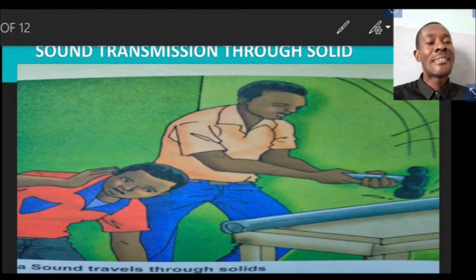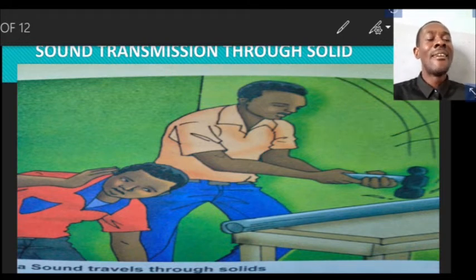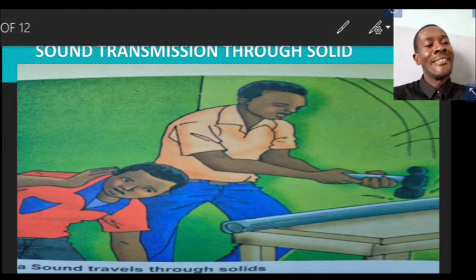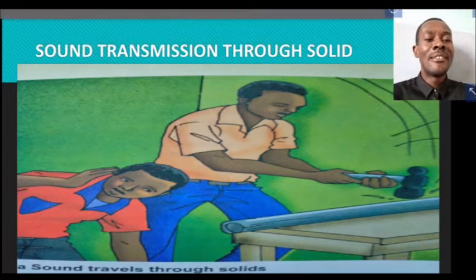And that is to tell you that sound can move through solid. And the moment he hits the rod, it's going to vibrate as well. So, taking you back to our definition, where you found out that vibratory bodies produce sound, this is another typical example to support the scientific fact that vibratory bodies produce sound. So, sound moves through solid materials.